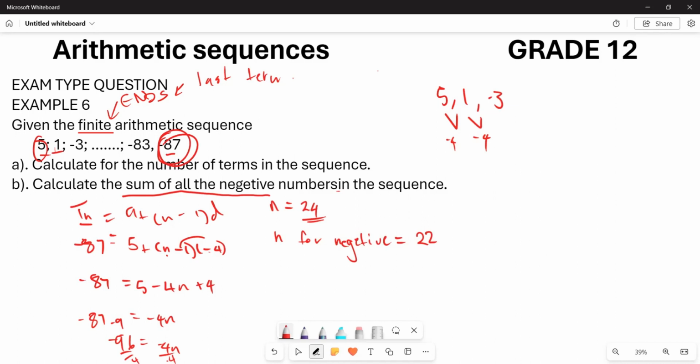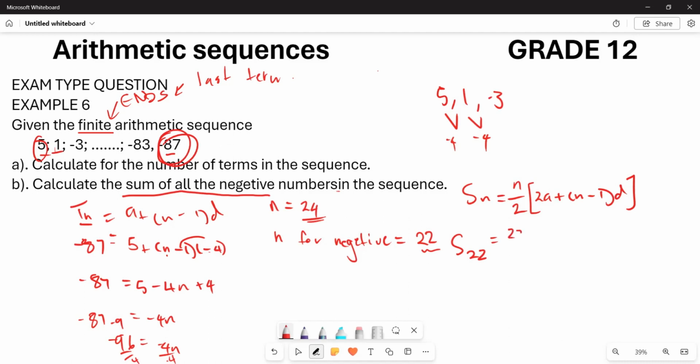Are we together? And now that you have that, then you can simply come back. We're going to use the formula, our Sn formula. This is going to be Sn equals n over 2 open bracket 2a plus open bracket n subtract 1 close bracket, your d. Isn't it so? And then now you are looking for the sum of 22 terms, right? Because it's no longer your 24, because the 5 and the 1 are positive.